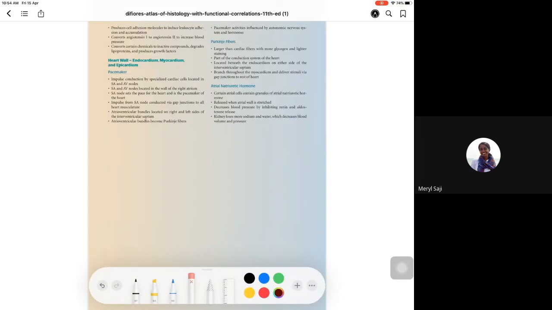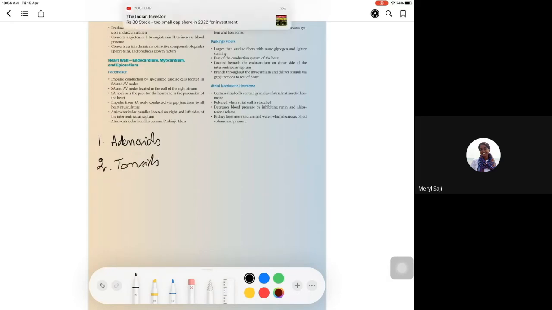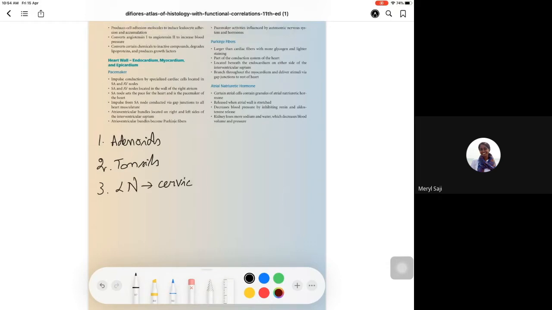Lymphoid organs. There are 5 lymphoid organs in our body. And as I told you, you have to come from head to foot. First one is adenoids. Second one is tonsils. Third one is lymph nodes, because I take the cervical lymph node as an example, because lymph nodes are there throughout the body. Fourth one is thymus, and the fifth one is spleen. Okay, if you remember like this, from head to foot or from superficial to deep, we won't miss anything.